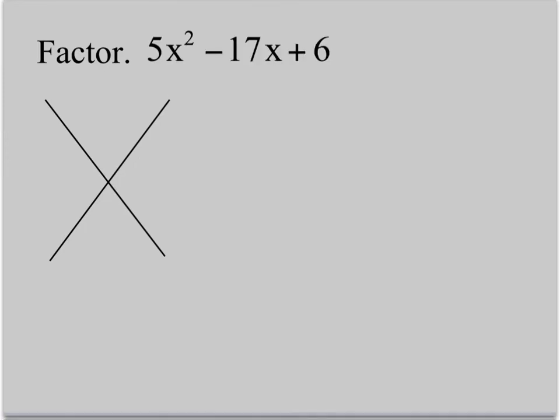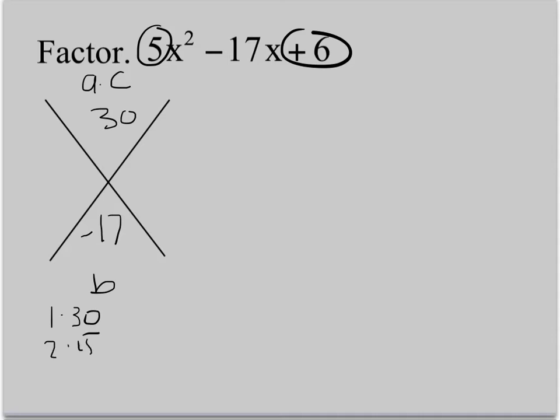On to the next problem. So we look at all the terms, 5x squared, minus 17x, and 6. There's nothing common in them, so we go straight to the x. A times c on top, so that's 5 times 6 is 30. And then b goes on the bottom, that's negative 17. We can write out all the factors, 1 times 30, 2 times 15, 3 times 10, 5 times 6, and 5 times 6 will repeat itself after that. So we know the two factors that would add to be 17 are 2 and 15, negative 2 and negative 15, because they have to multiply to be positive 30.